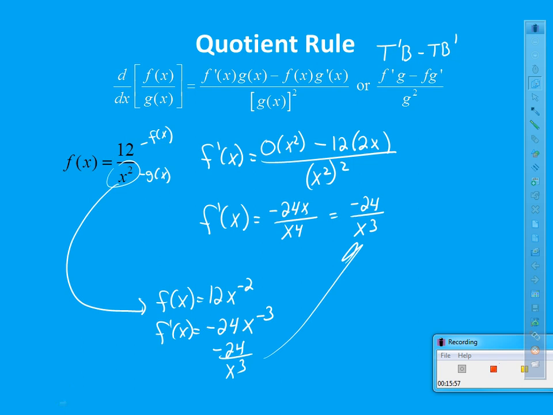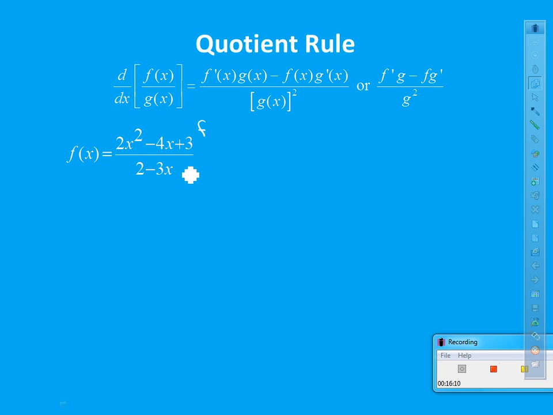I just gave myself more room to work with it. So here's what the next one looks like. This is my function f. This is my function g. This one's got a ton of algebra in there. But here's what it's going to look like. When I go find the derivative, I'm going to have the derivative of f, or the derivative of the top, which is going to be 4x minus 4, times the bottom, which is going to be 2 minus 3x.